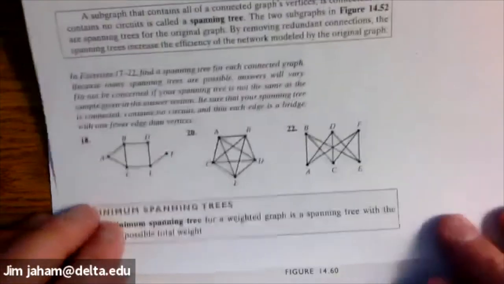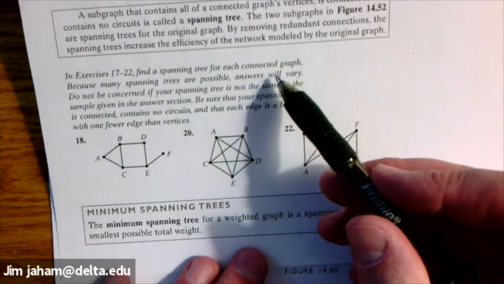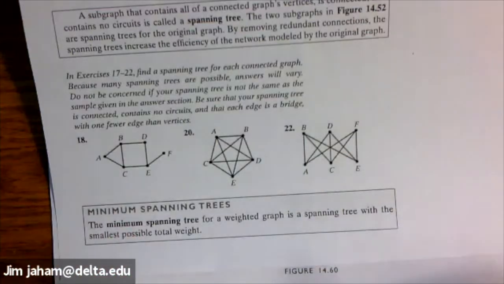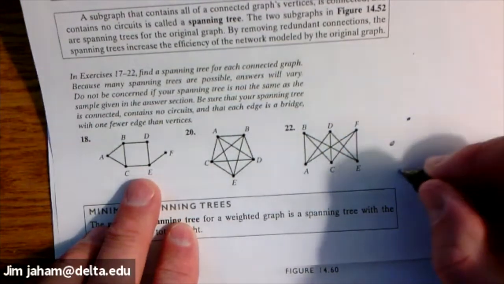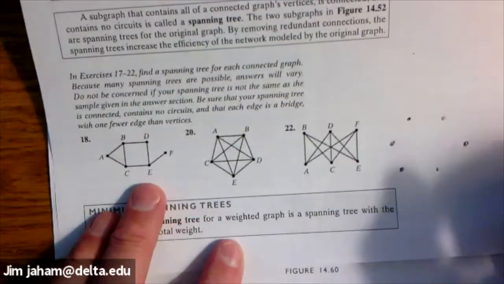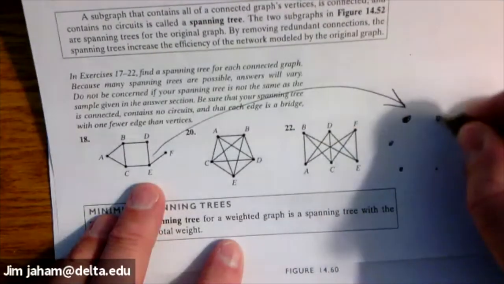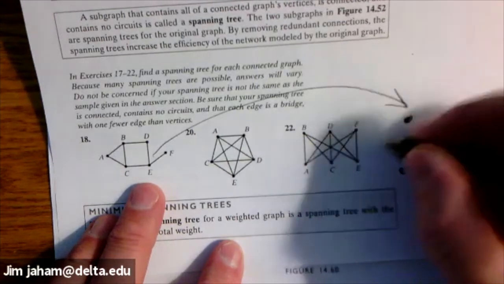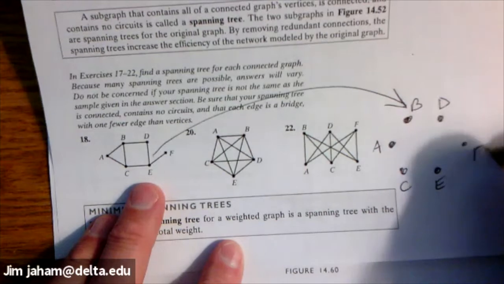All right, let's come down here, maybe do a couple of these. It just says find a spanning tree for each connected graph. Because many are possible, there's no way that they can put the answers in the answer key because there's many others. So I'm not sure how they're going to ask you to construct a spanning tree in the homework. But let's just do 18. Just keep in mind that you have to have all of these 6 vertices. So A, B, C, D, E, and F.